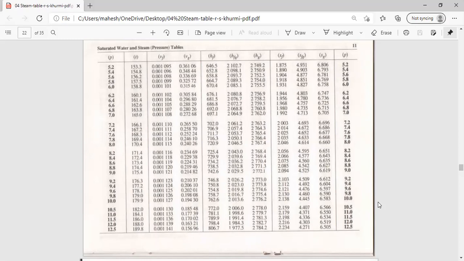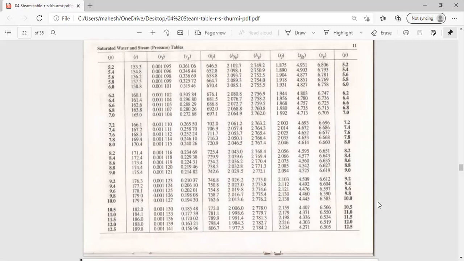Okay, instead of saturated liquid, if you were asked to find the specific enthalpy of dry saturated steam at 10 bar, then instead of referring to the Hf column, we need to refer to the Hg column. So Hg at 10 bar, which is 1 megapascal, you would see that it is 2776.2 kilojoules per kg. Okay, so one can find the Hf value and Hg value at 10 bar. So for any other pressure, you can find the corresponding values.